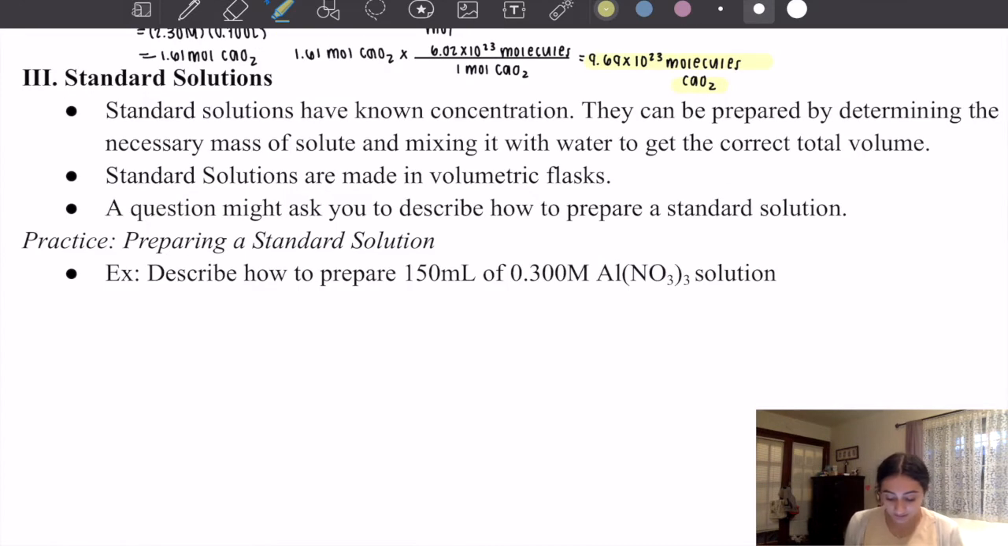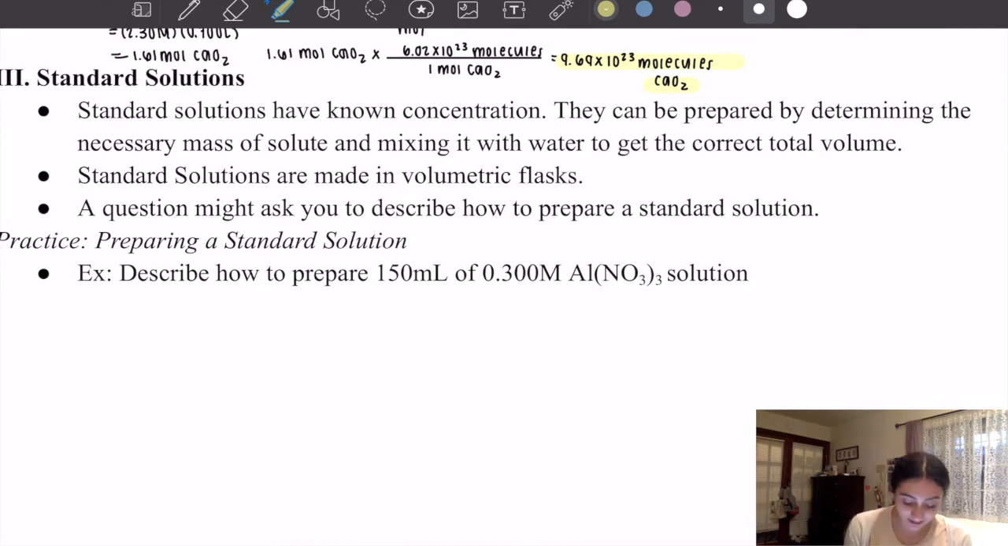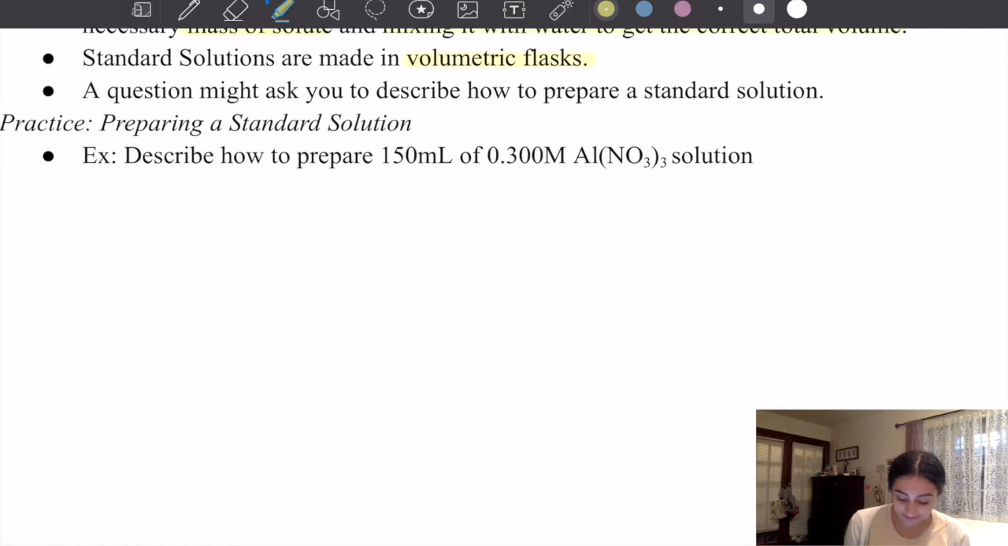Okay, so now we are going to move on to standard solutions. Standard solutions just have a known concentration, and we're mainly going to be discussing them in terms of how to prepare them. So they can be prepared by determining how much mass of the solute you need and mixing it with water to get the correct total volume. So with these problems, you'll usually be given a volume and a concentration, and you have to figure out the mass of the solute and describe the process. Standard solutions are made in volumetric flasks.